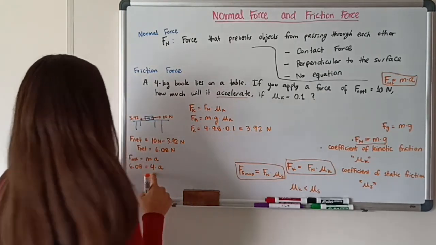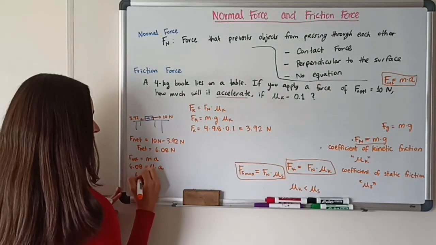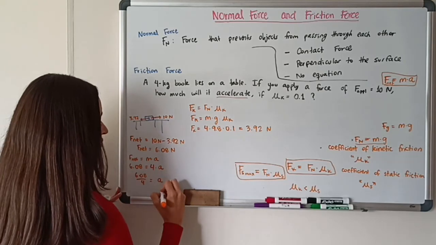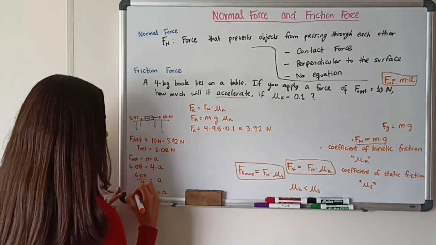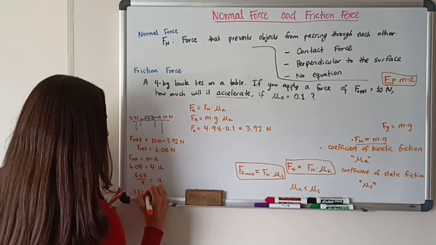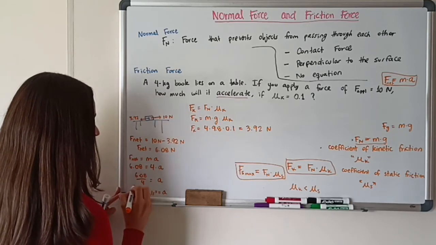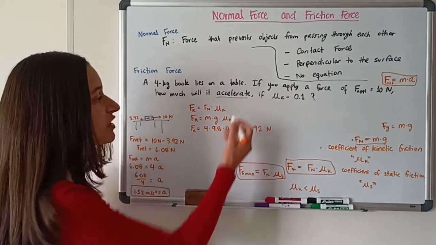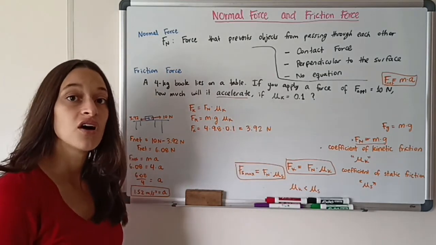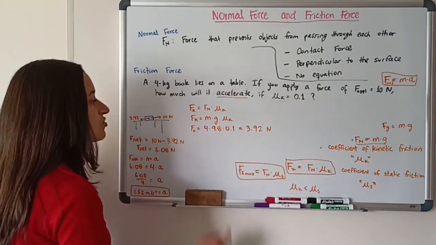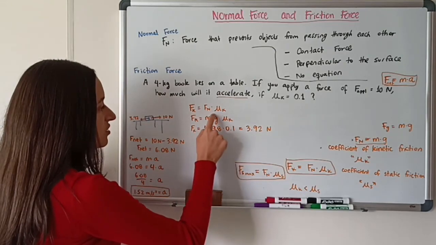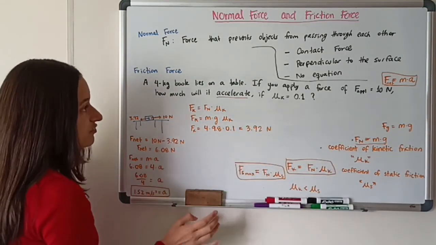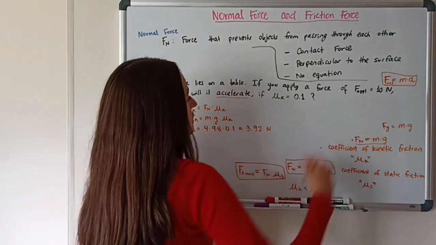So to solve for acceleration, we pass the 4 to divide, and we get 6.08 over 4 equals a, which means that our acceleration is 1.52 meters per second squared. That would be the answer. So we figured out the acceleration of a box on a surface with friction using the equation for kinetic friction, the equation for normal force on a horizontal surface, and Newton's second law.